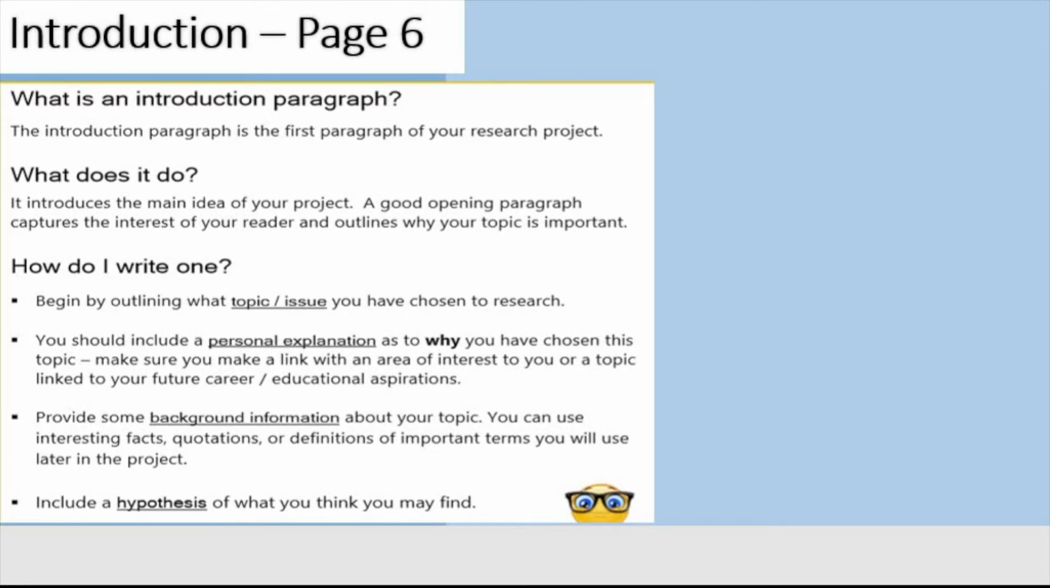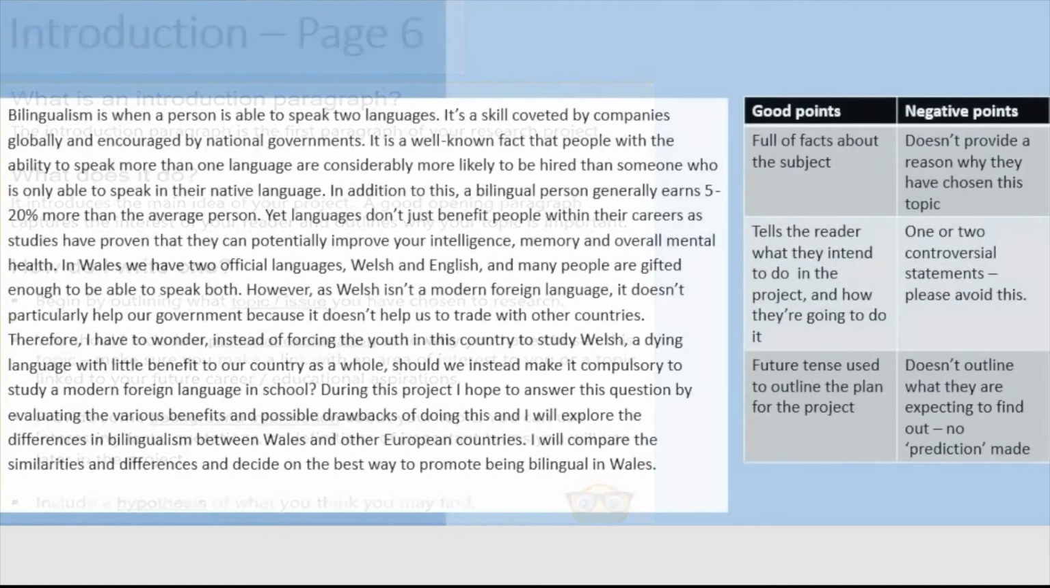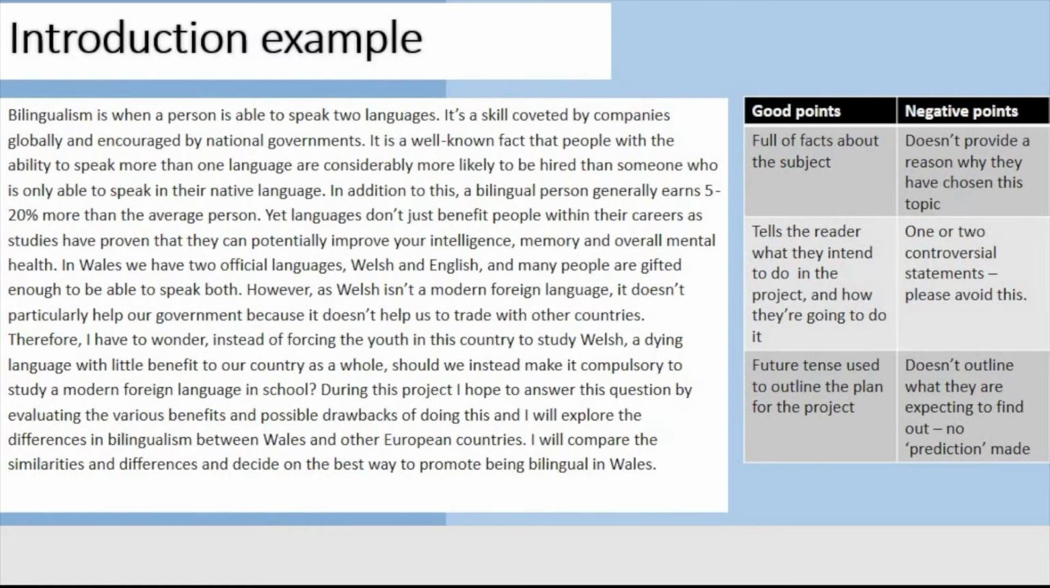It's not a bad thing if you don't end up being able to answer that question, or if your hypothesis turns out to be wrong. It's just a prediction. So sometimes it's good to see what an example looks like. Now I'm not going to read this out, you can read this yourself, but this is from the same example I used in the previous video.